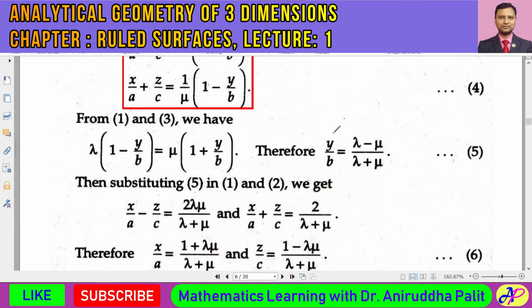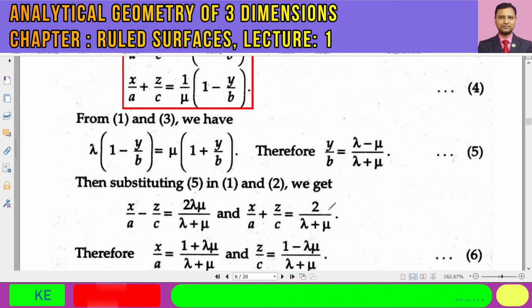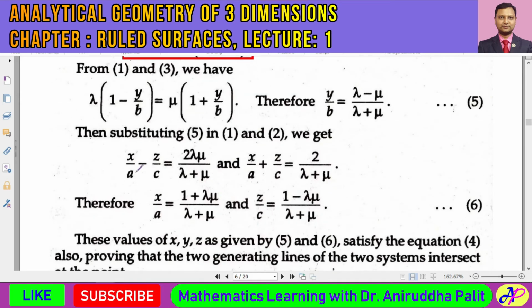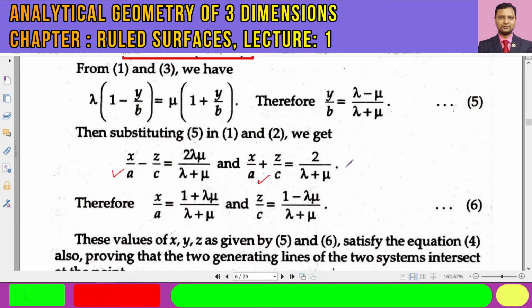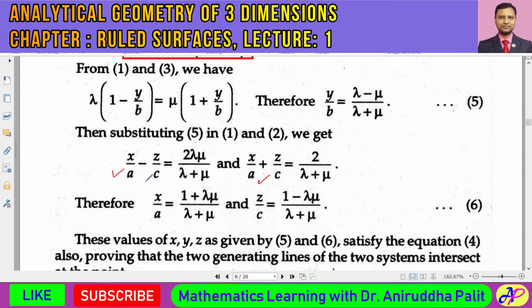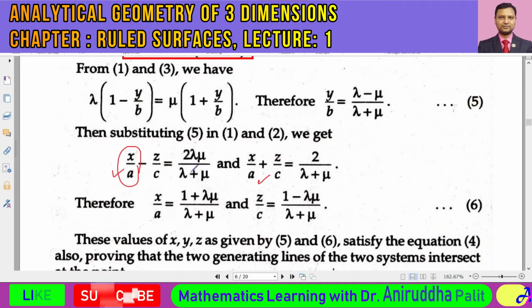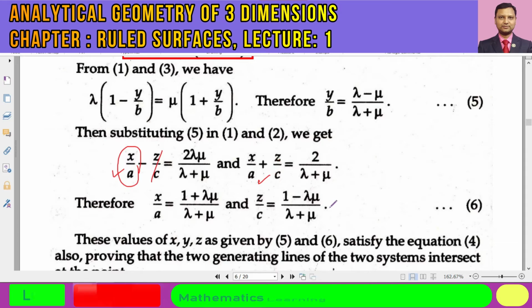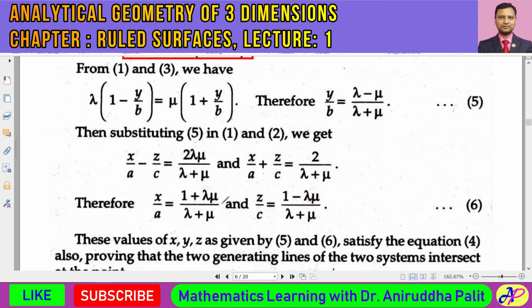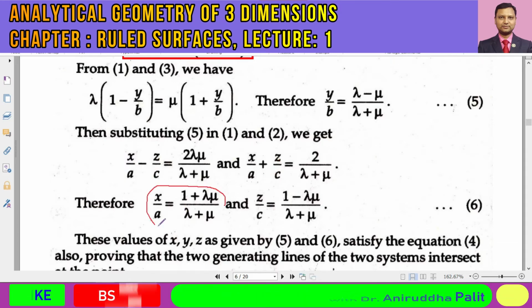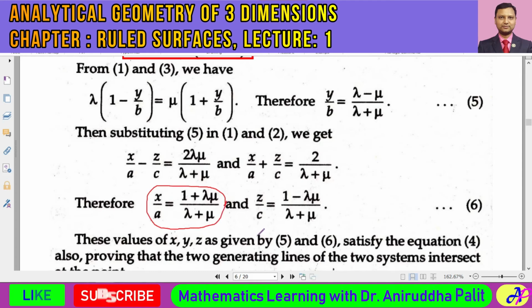Okay. Now what we have, you see the expressions on the left hand side. This is x by a minus z by c. This is x by a plus z by c. So if you just simply add these two equations, these two results, you will get the expression of x by a. This z by c and this z by c will get cancelled. So you will get the expression of x by a, and x by a would be this type of expression.